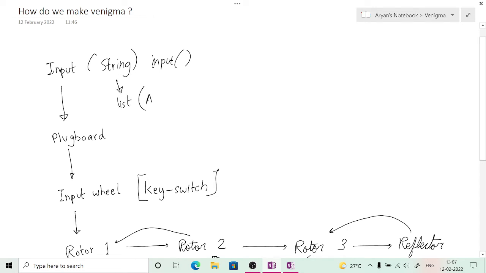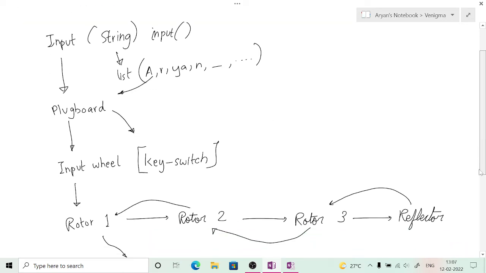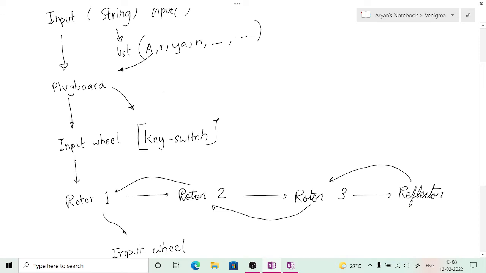For example, let it be A R Y A N, space, comma, again all those things like dashes. And then after taking all those characters, we are going to loop over this and pass it to the plug board to change it to something else, or maybe not something else. Since we can't simply guess whether it is going to be changed or not, we would assume that the plug board doesn't change anything, and we would simply pass it to the input wheel.